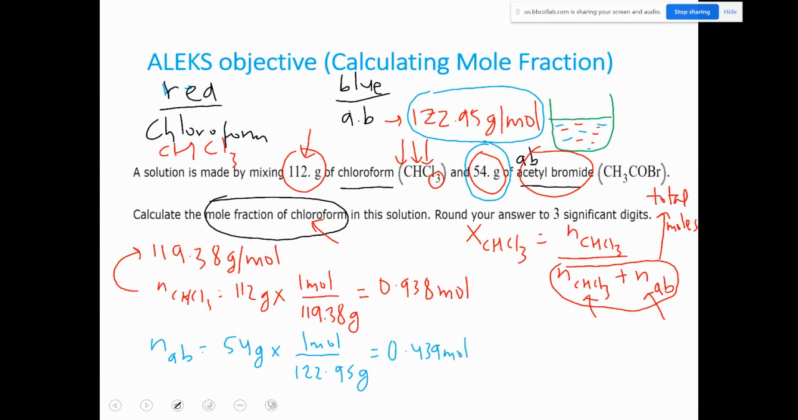Right, so that means the first thing that I did was I converted the mass of each individual solute, if you want to call it, right, or component that is present in this solution. First, I found the number of moles of chloroform, and I found the number of moles of ethyl bromide. Now, I'm going to just plug that into that formula here, right? I have the number of moles of chloroform as 0.938 moles divided by 0.938 moles plus the number of moles of ethyl bromide. I calculate that as 0.439 moles.